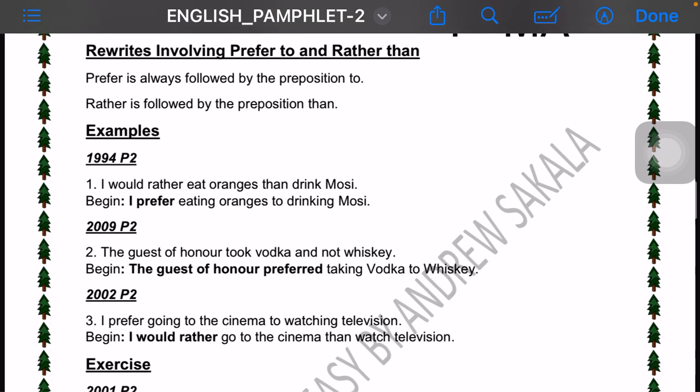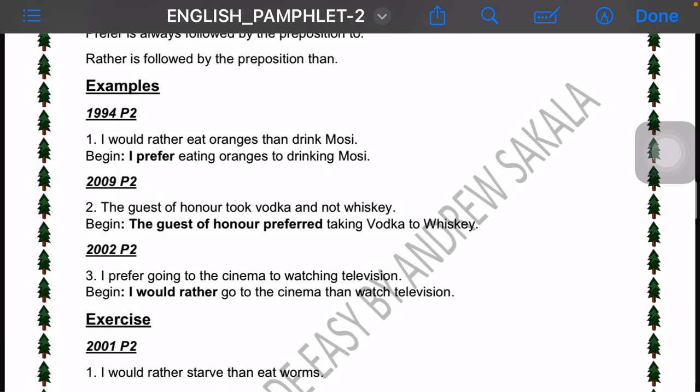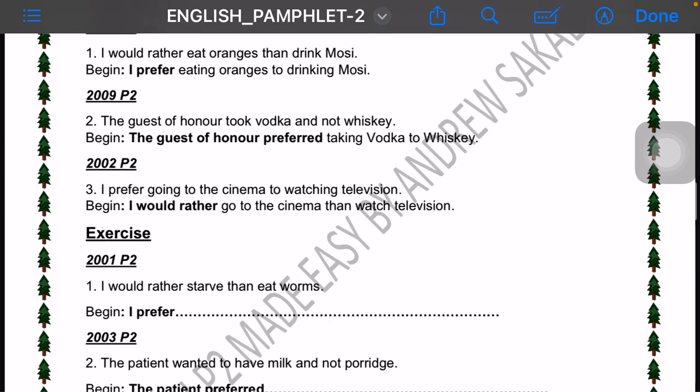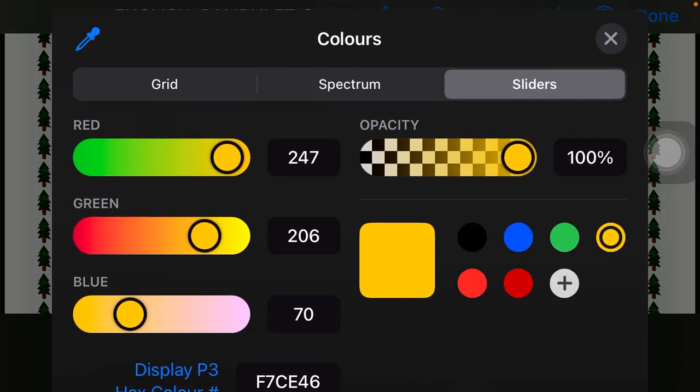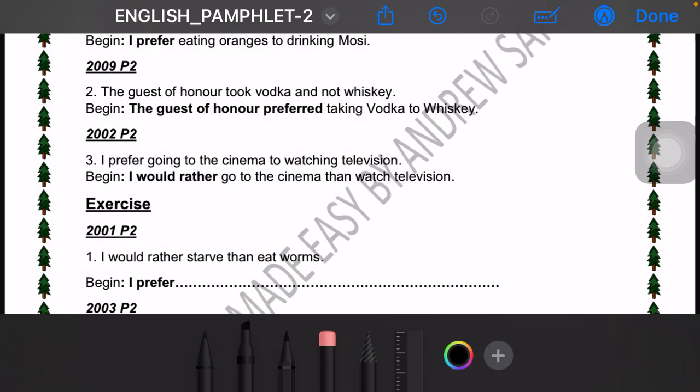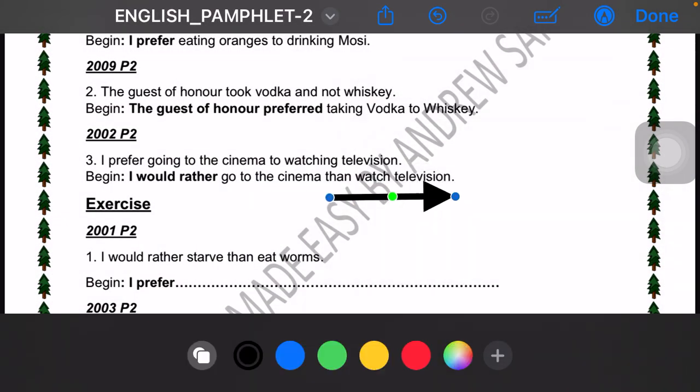Rather. These are 4 examples. Another example. Here number 3. Let's change the color a bit. Okay. So here, as I was saying, I prefer going to the cinema.